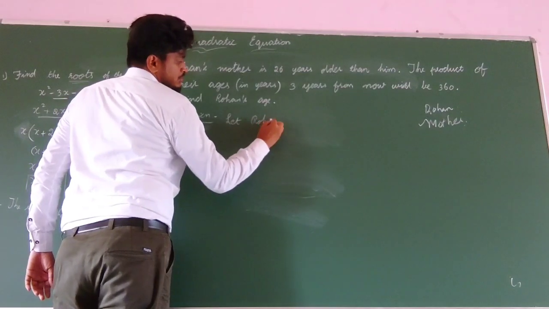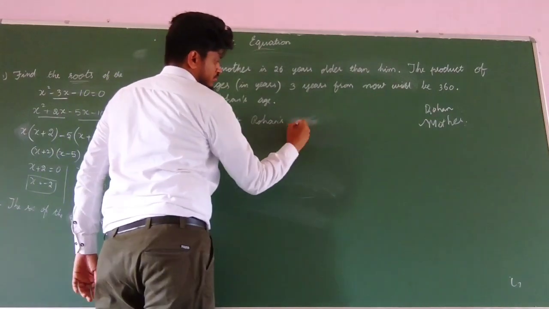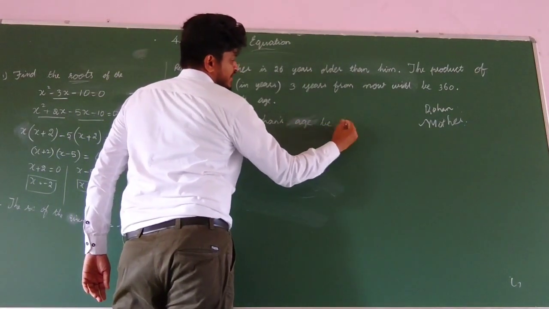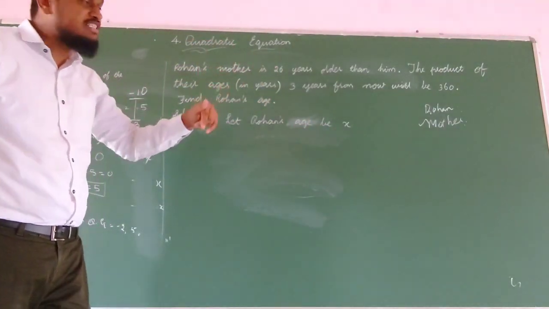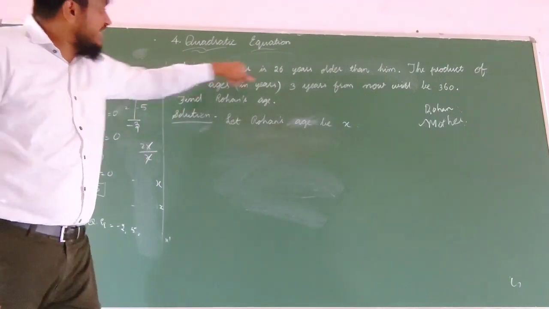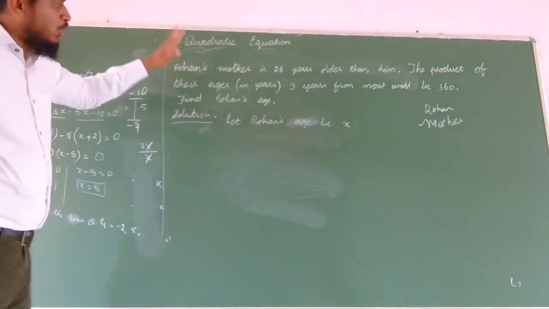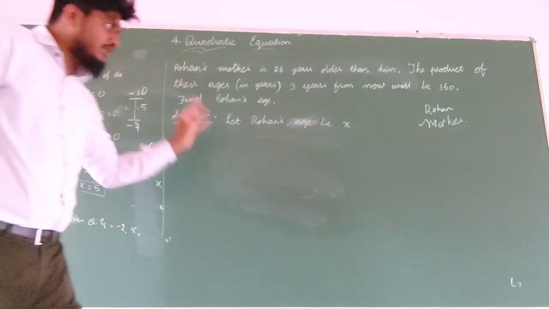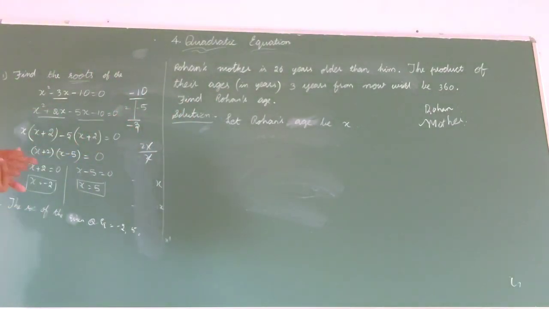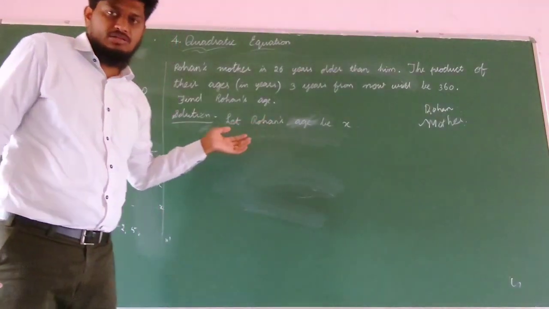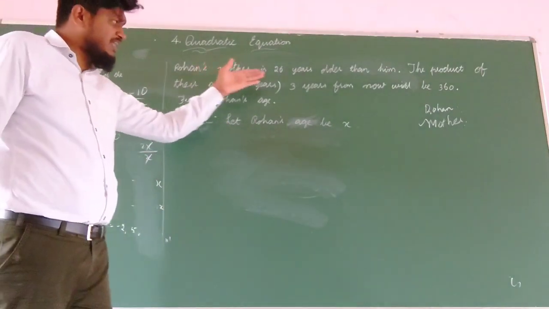Let Rohan's age be x. Okay, so why are we not taking Rohan's mother's age as x? Because something is already explained about Rohan's mother, right? That's why. So this is the first step, and this is a trick. You have to find out which one is not given, which one is not explained, and you have to take that. Is it clear? So let Rohan's age be x. This is not explained, that's why I am taking x here.